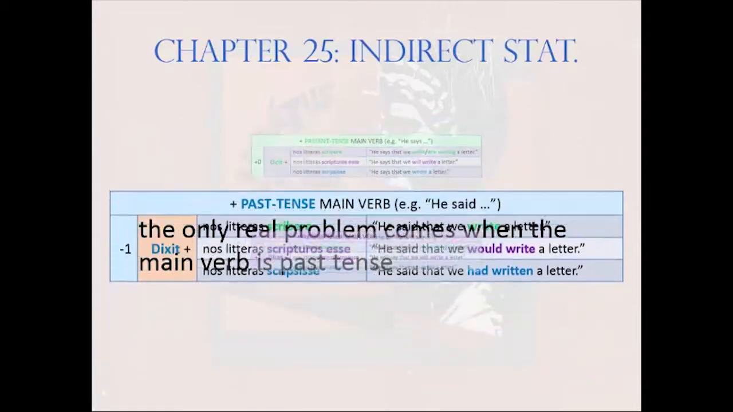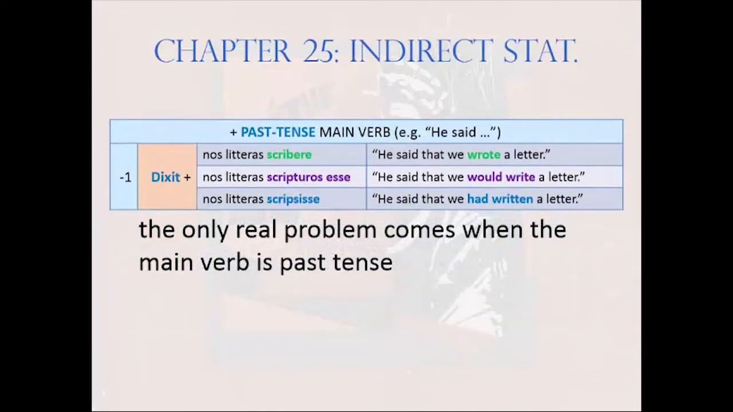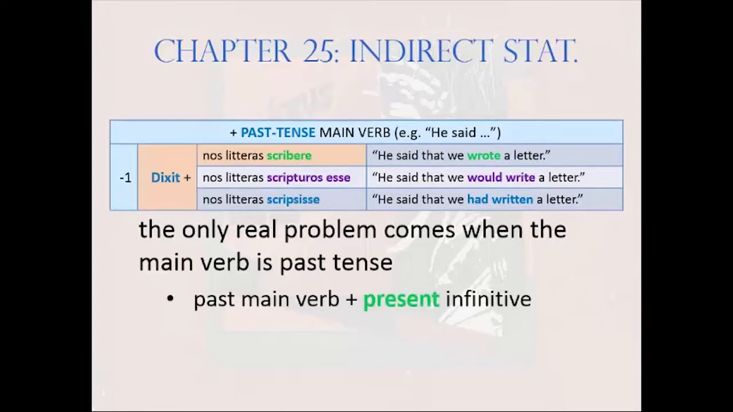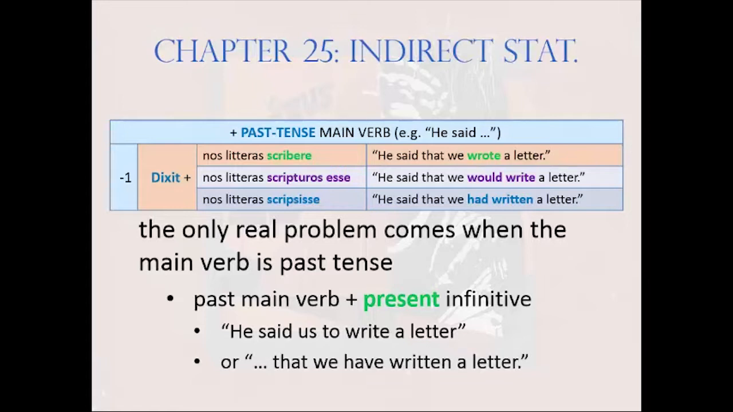But now, let's look at what happens when the main verb is past tense, dixit. This is where relative and absolute time issues come into play. Adding a present tense infinitive, nos litteras scribere, produces literally, he said us to write a letter. English would say, he said that we wrote or have written a letter.